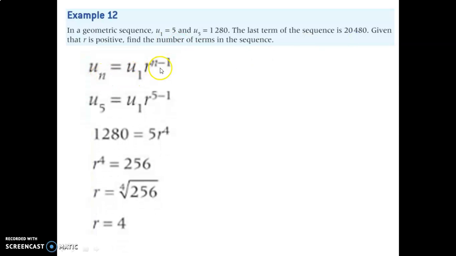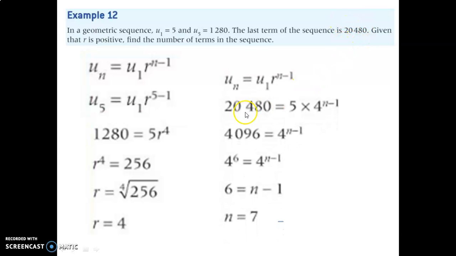Okay, so this time when you set up the formula, there it is. And we put U5 here because we know the U5 value. That means this becomes 5. Now you plug in the U5 value here, plug in the U1 value, which is 5 right here. This became 4. Solve for r here. Now we have r. Okay, we took the 4th root here to get rid of this. 4th root, again, use the math button to figure that out if you need to. So now that you know r is 4, does that help you figure out which term in the sequence that is?